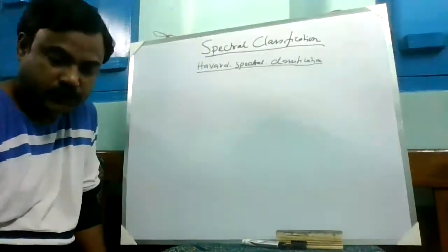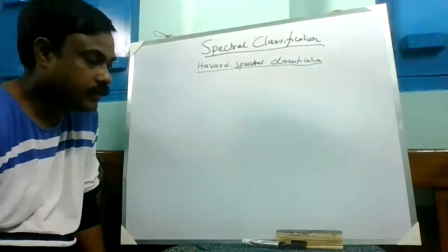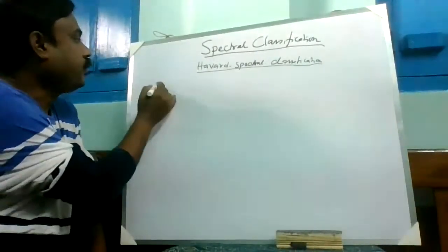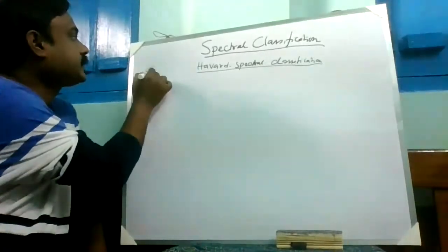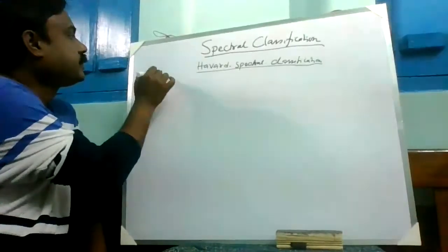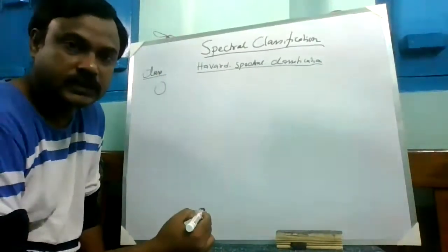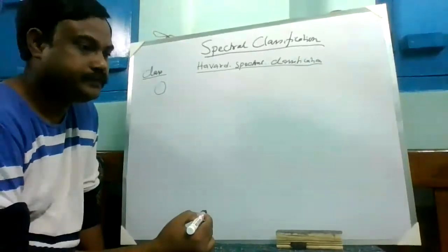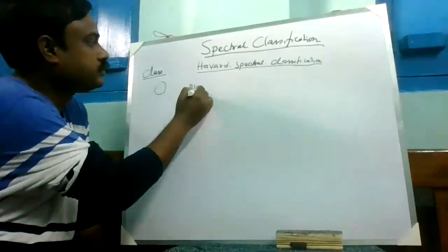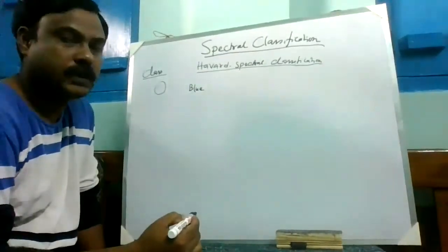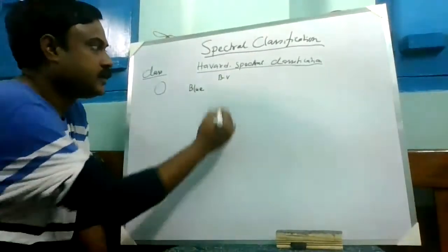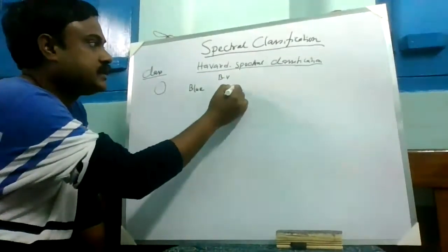The hottest star known is called the O star. This is the spectral class. First we write class. The hottest is the O star. Its color will be blue, and its B-V parameter, the color index B-V, is about minus 0.3.